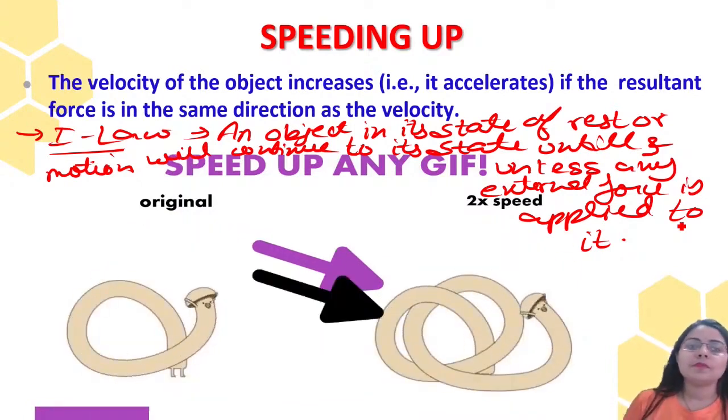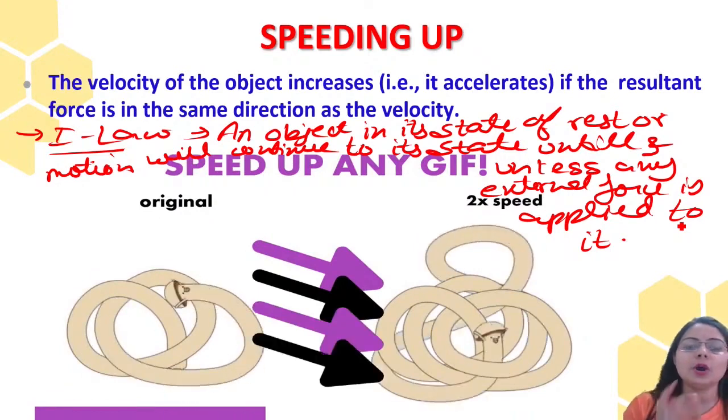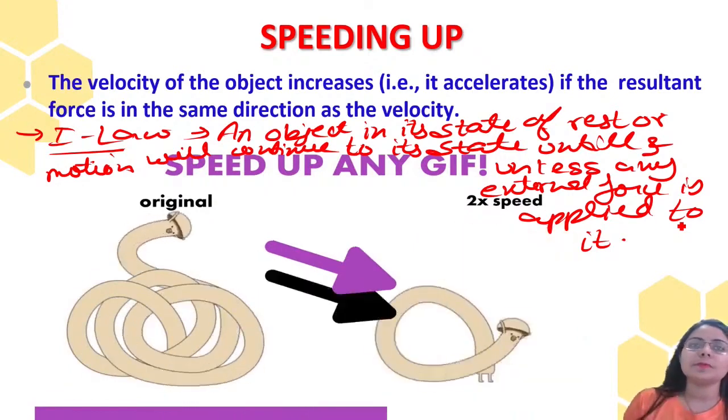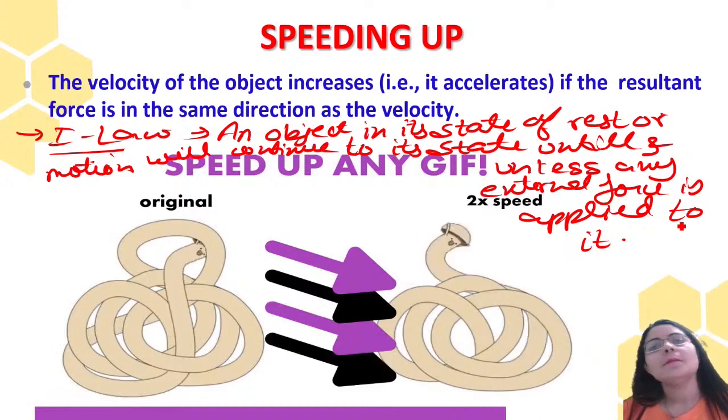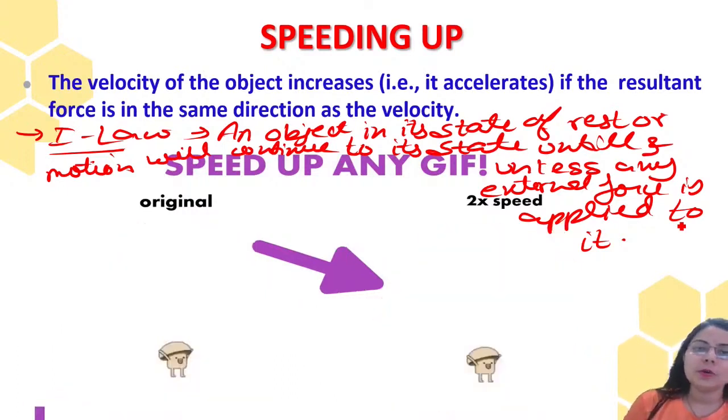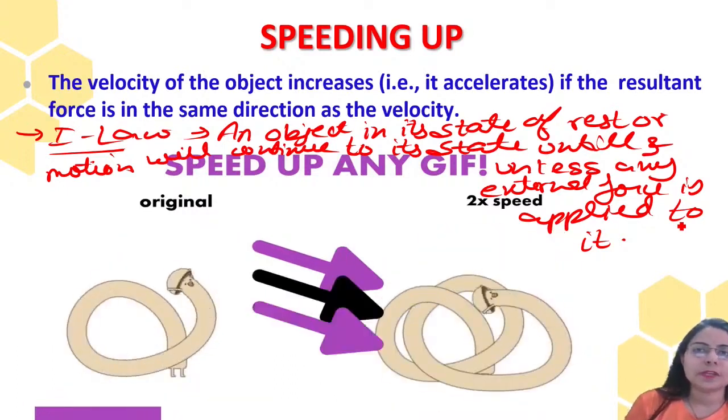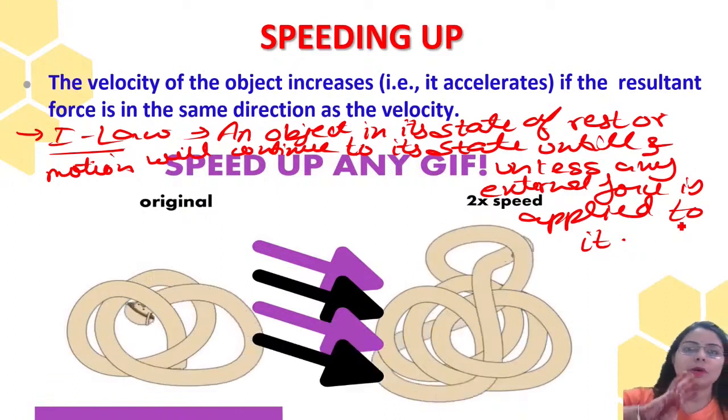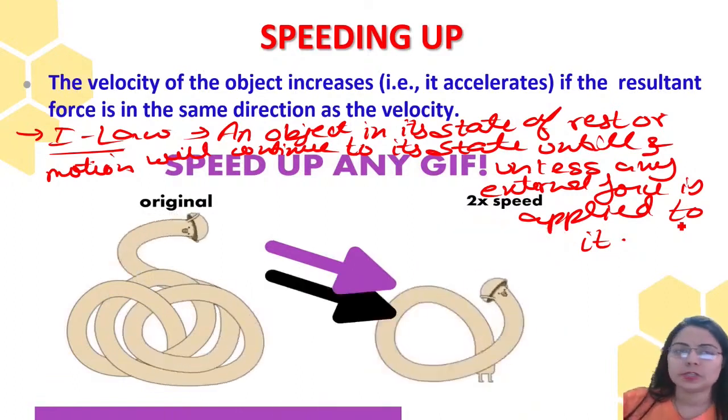What is the second law? The acceleration of any object is directly proportional to the force applied and inversely proportional to the mass of that object. So there are two types of things that have been applied. But what is this acceleration all about?